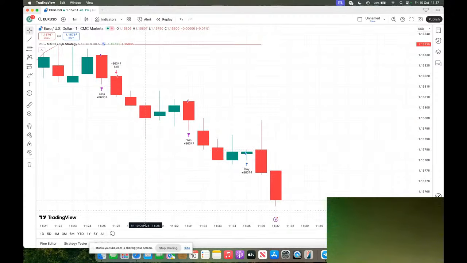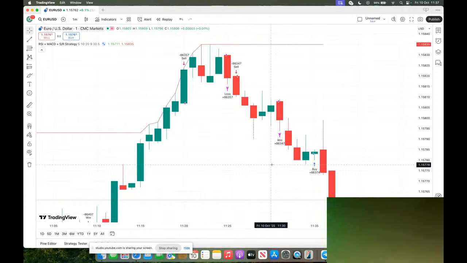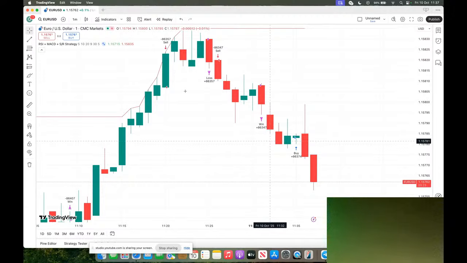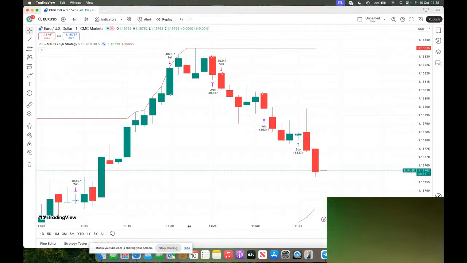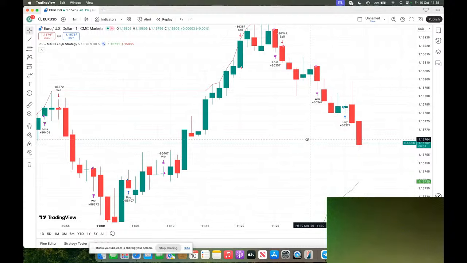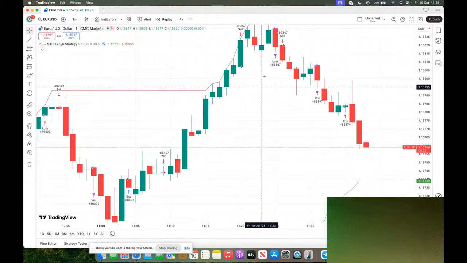Let's see euro dollar. This market is not even stable today. Oh, let's trade in the evening. Let's not force it. First sell, second sell. Lost one.